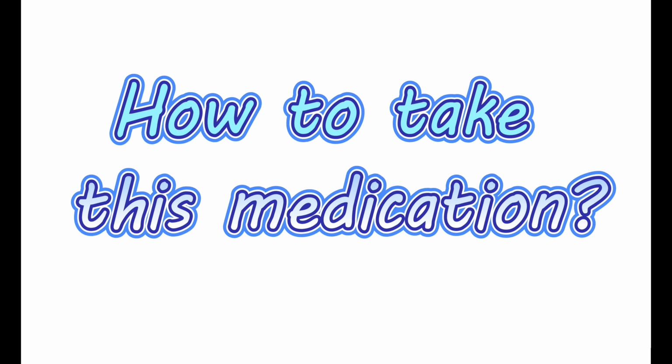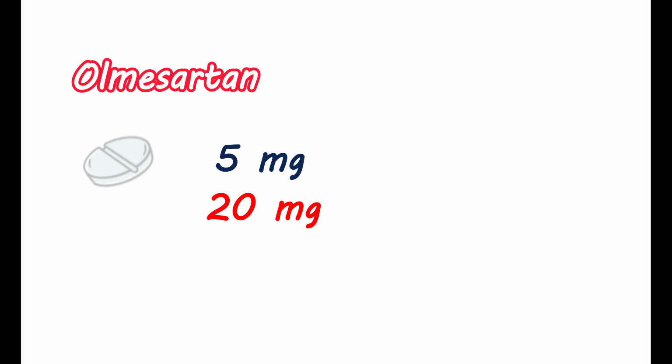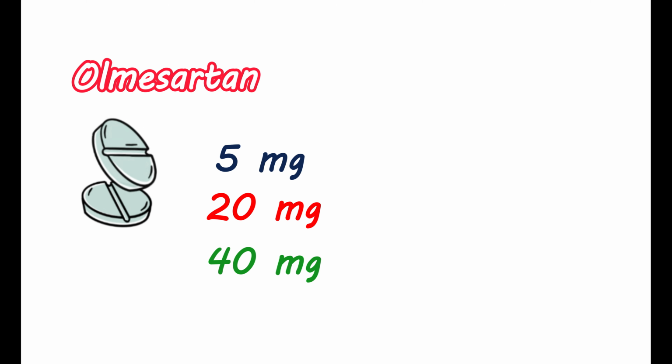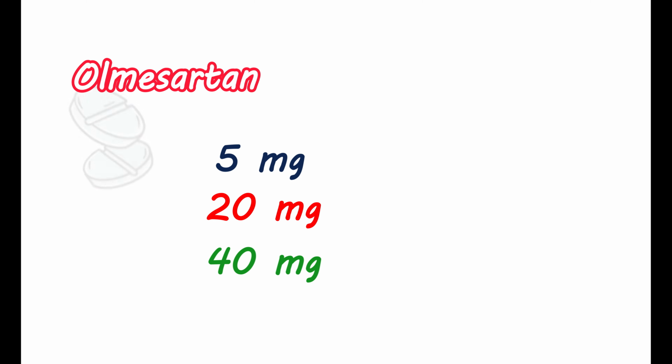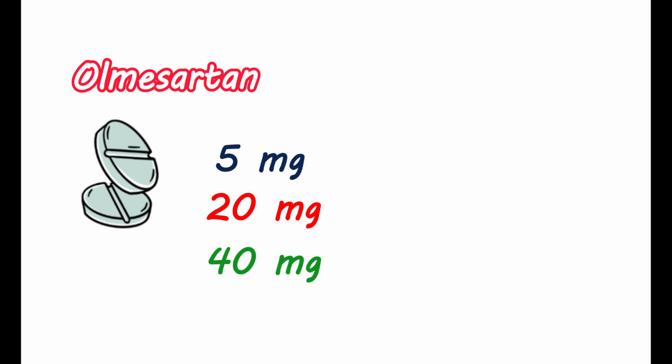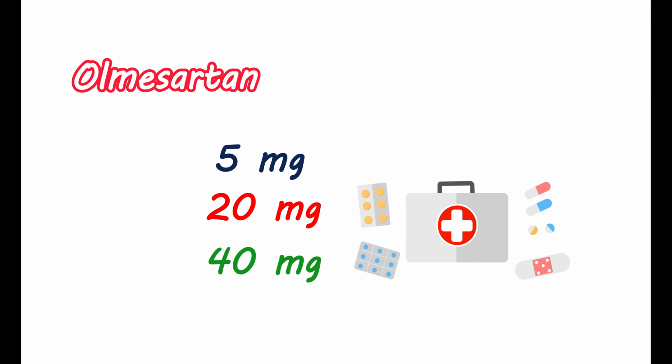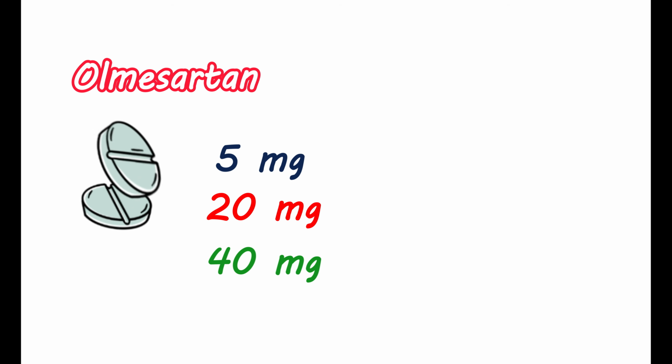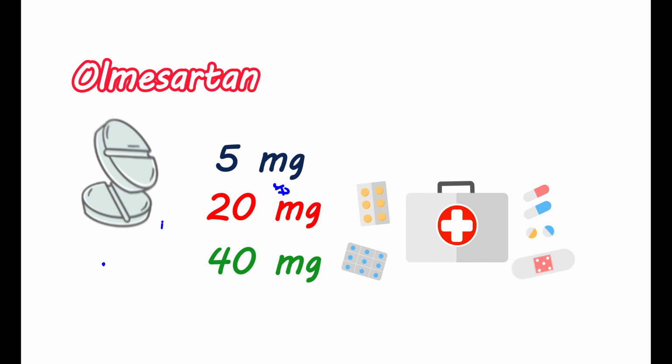How to take? Olmesartan is available as tablets, and you can get them in 3 strengths: 5 mg, 20 mg, and 40 mg. The right dose of olmesartan depends on many factors, like your age, purpose of use, renal function, and other medications co-administered. You may be given olmesartan either alone or with other blood pressure-lowering medications. Therefore, the dose of olmesartan may be low when it is combined with diuretics.